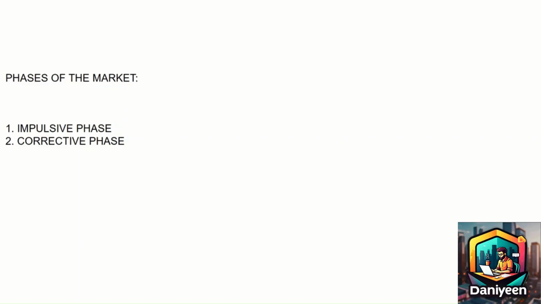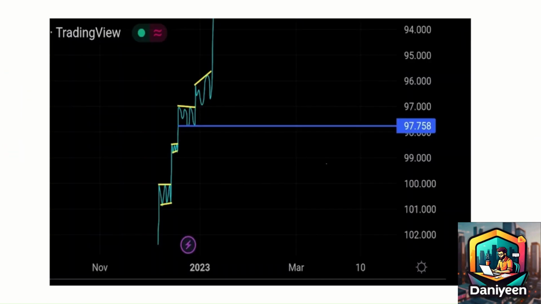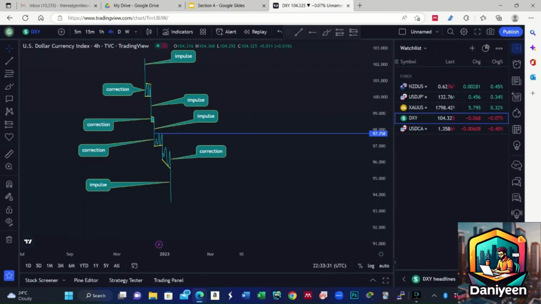This is exactly where we are trying to catch the pips, where we are trying to make our money. So that is why we are trying to catch the impulse. I'm trying to show you how it looks on the chart. So this long one is the impulse, and this is the correction, then another small impulse, then correction, impulse, correction, impulse, correction. So let me show you this on a chart.